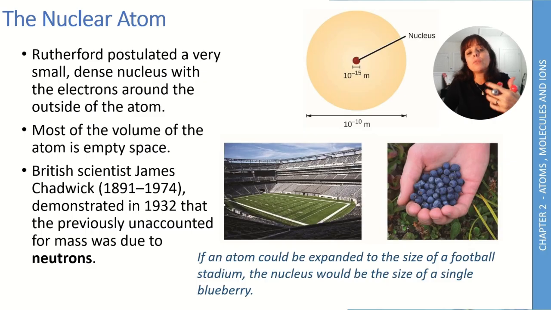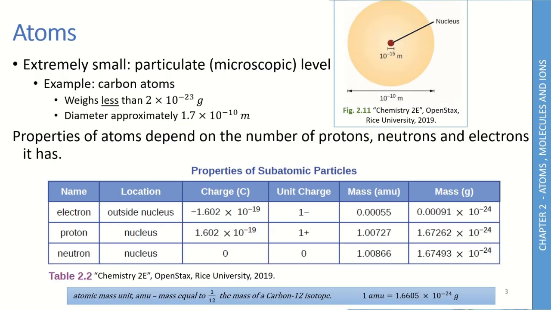This is how small and dense the nucleus is. We saw as well that later James Chadwick discovered the neutron. While the proton has a positive charge, the neutron has no charge at all. And that completed our modern picture of the atom. This discovery helped us understand why atoms behave the way they do.